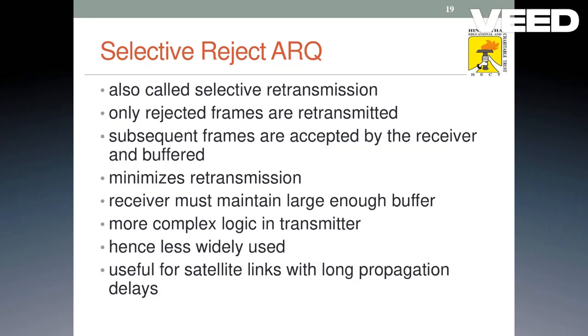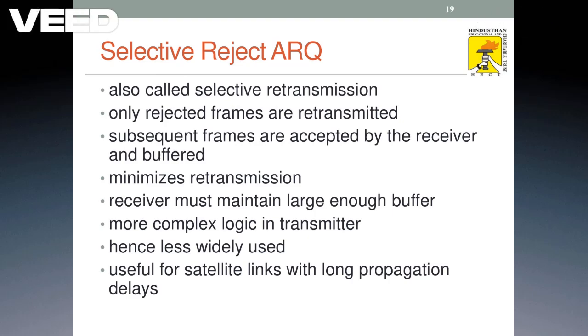Next is selective reject ARQ, also called selective retransmission. Only the rejected frame is retransmitted. Subsequent frames are accepted by the receiver and buffered. So it will minimize the transmission time. The receiver must maintain a large enough buffer.